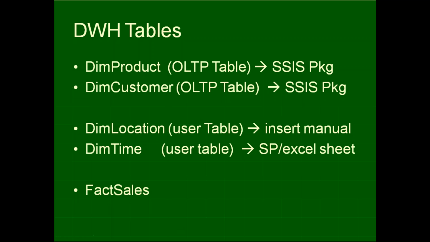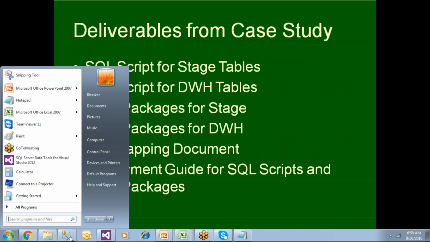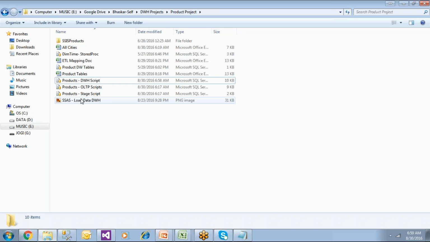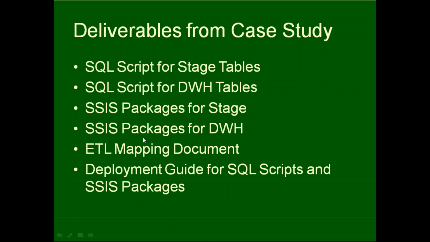So what are the deliverables we have to give from the case study? You have to give SQL scripts for the stage table. I'm talking about the scripts, right? Whenever you deploy these packages and this code, you have to give the stage table script. And you have to give data warehouse table scripts. And you have to provide SSIS packages for the stage. What are the packages you're creating, you have to give them to the client. And SSIS packages for the data warehouse, this you also have to give.